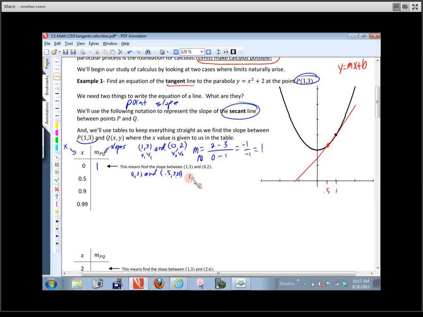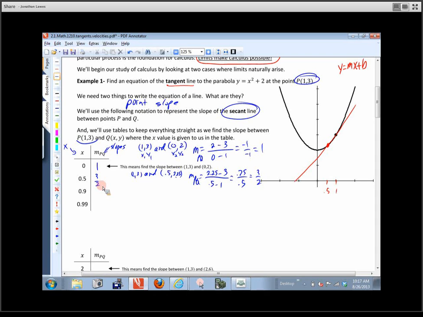So if I find the slope between P and Q, this is what I end up with. I'm going to do 2.25 minus 3, and I'm going to do 0.5 minus 1. So this is going to give me, correct me if I'm wrong, 0.75, and then this is 0.5, right? So what do I get? I get 1.5, right? Correct me if I'm wrong. Okay? So I'm going to write it as a fraction, 3/2.